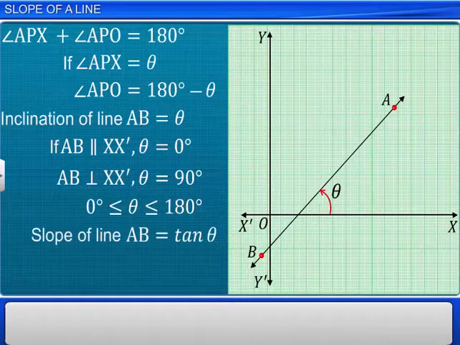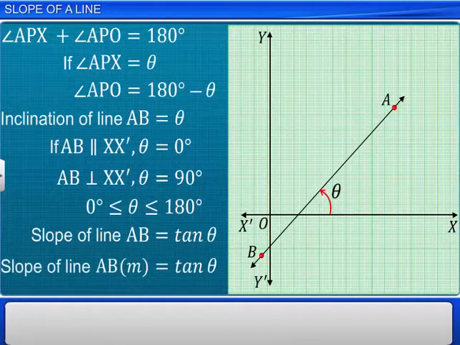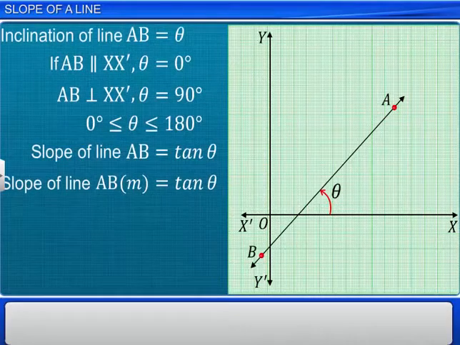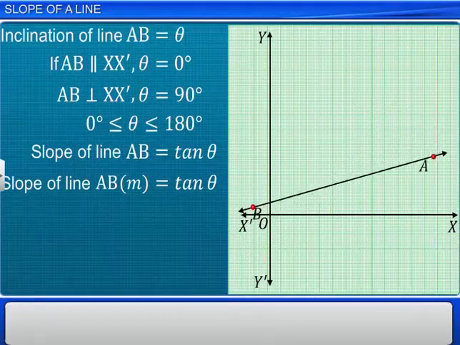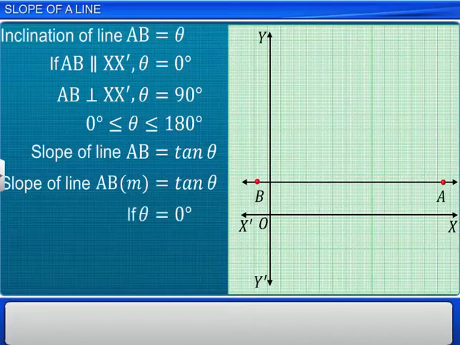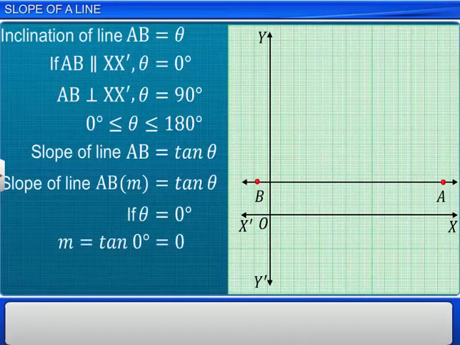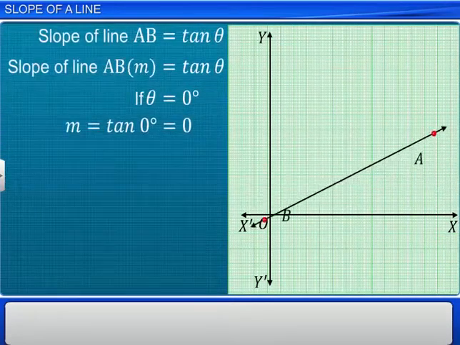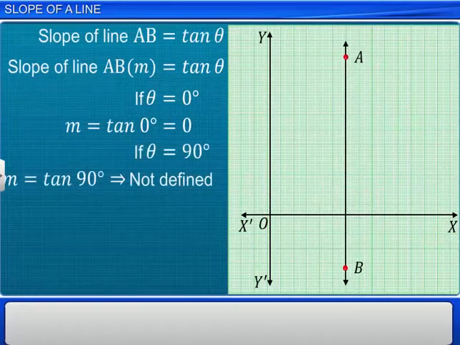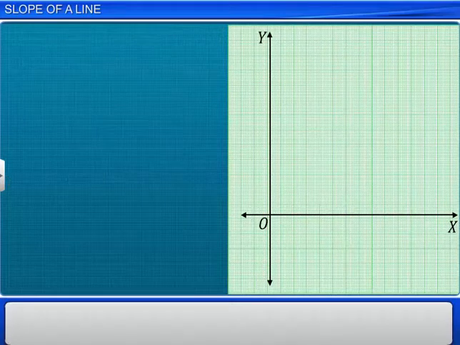The slope of a line is represented by m. The slope of a horizontal line is 0. The slope of vertical lines is not defined. Let us learn how to find the slope of a line passing through two given points.